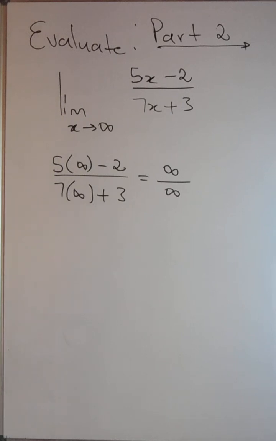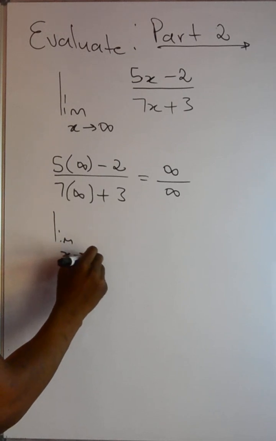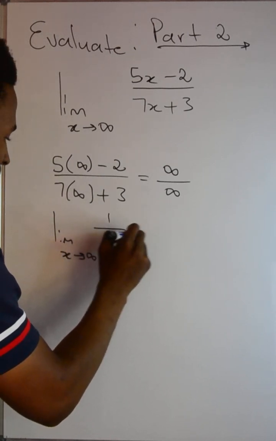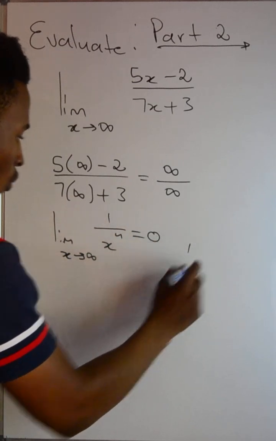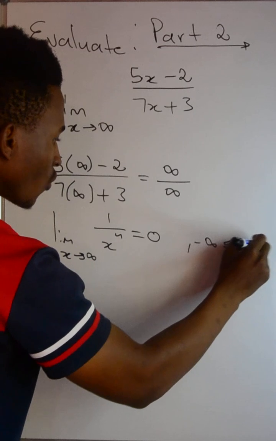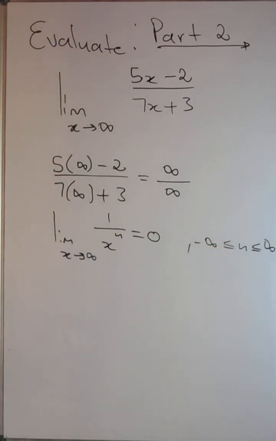So what can we do now? We can use L'Hopital or limit rules. Before we solve this, I want you to know that the limit of x approaching infinity of 1 over x to the power n equals 0 when n starts from negative infinity all the way to positive infinity. That will always give us 0.